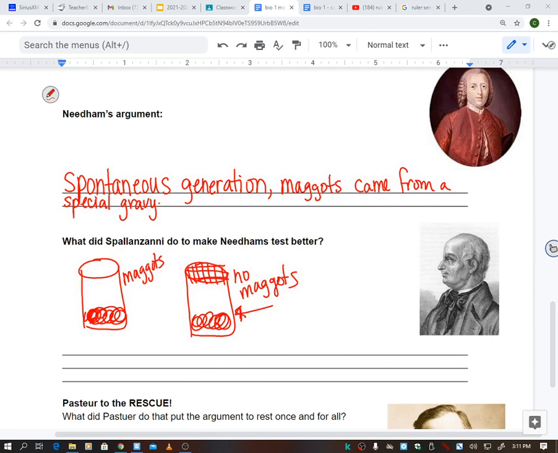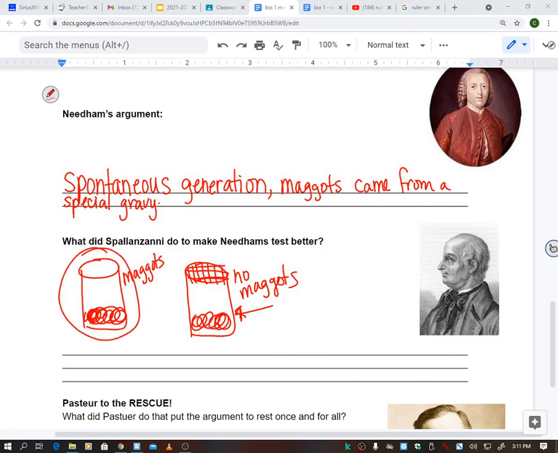So Needham came back and said, guess what he said? He said, there's something really, really wrong with your experiment. He said, all living things need something to survive. And since maggots are living, guess what they need? When you have a lid on a jar, they have no air, they have no oxygen, and therefore the maggots could not breathe. So he still clung on to this spontaneous generation, that maggots need this gravy, but they need it in the right conditions.